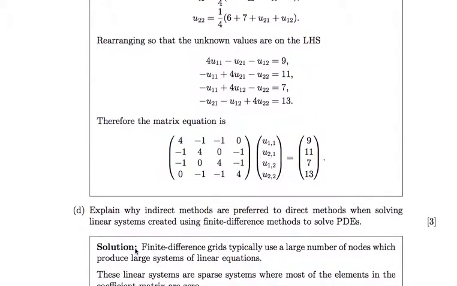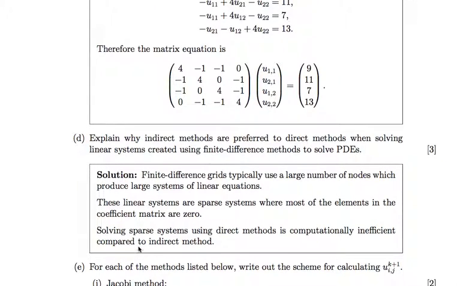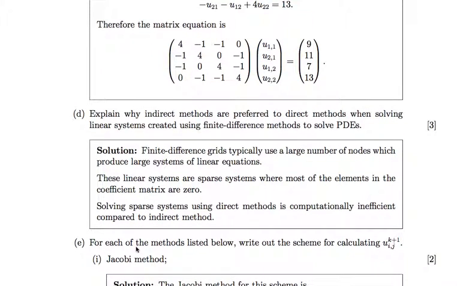Part D: explain why indirect methods are preferred to direct methods. Well, typically finite difference grids have a large number of nodes, and when you apply finite difference schemes, a lot of those entries have a value of 0. So they're sparse systems, and essentially sparse systems are computationally inefficient when using direct methods, and a lot more efficient when we use indirect methods.